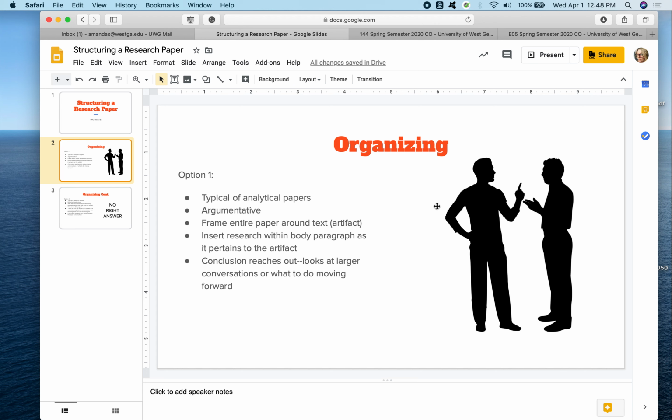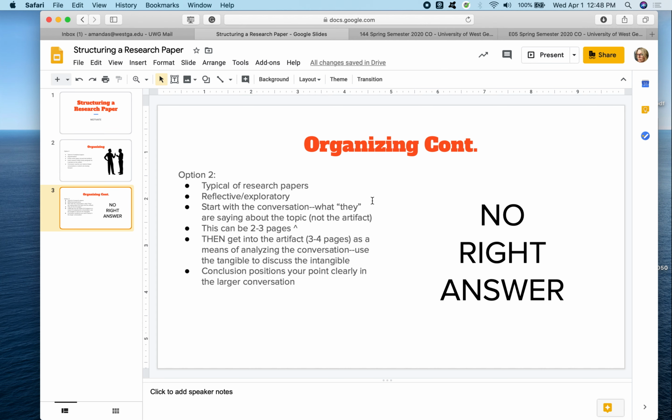So it's more about you establishing a point. It's less about considering what other people are saying and more about proving a point. And this works for certain essays. But I think the best option is option 2, which assumes that there is no right answer and therefore is more reflective and exploratory.